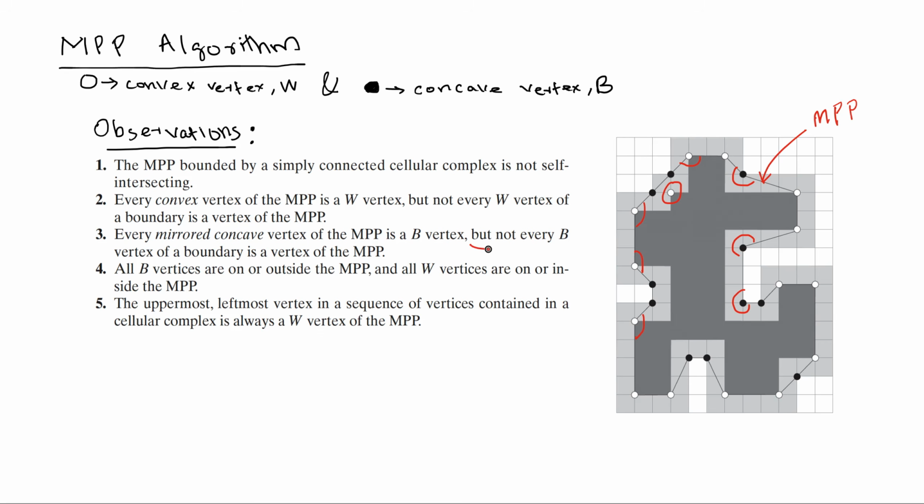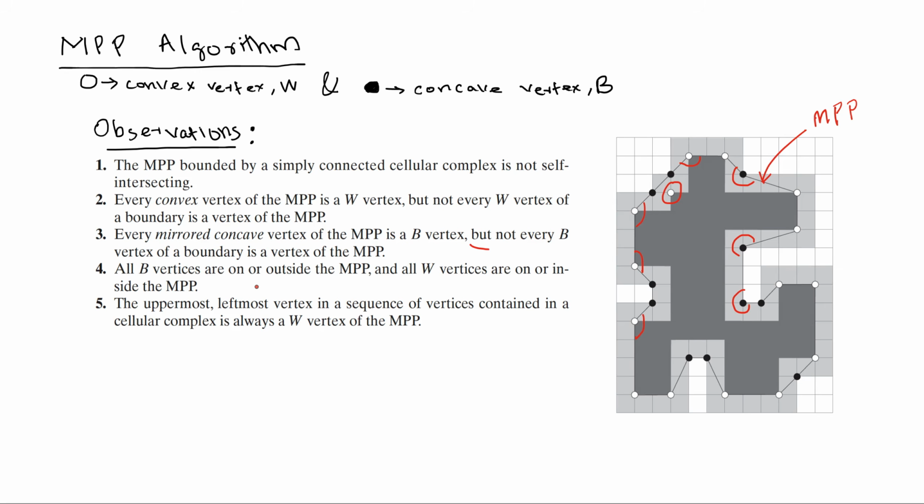And you can also see that not every B vertex of a boundary is a vertex of the MPP. So here you have two B vertices, but these are not part of the MPP. Even though they coincide with the straight line, these are not considered part of the MPP, and we will see it later.